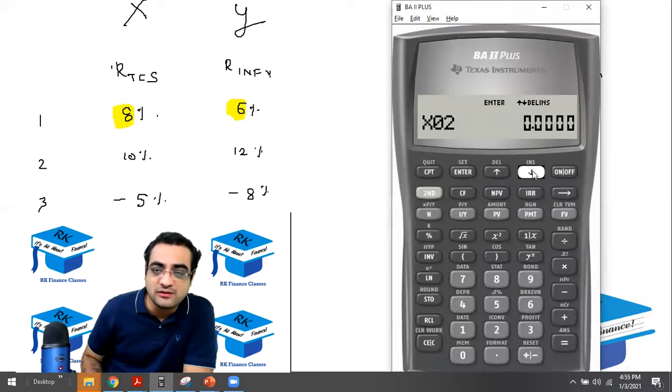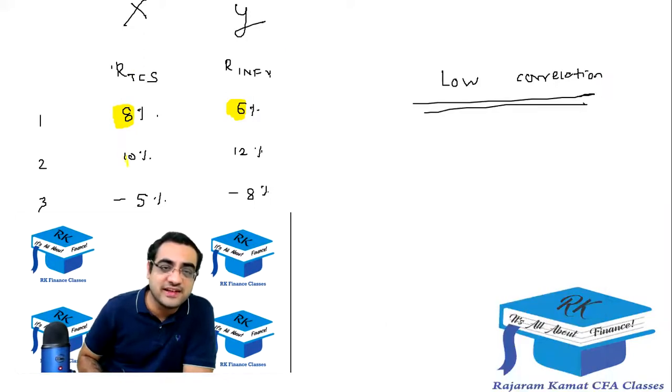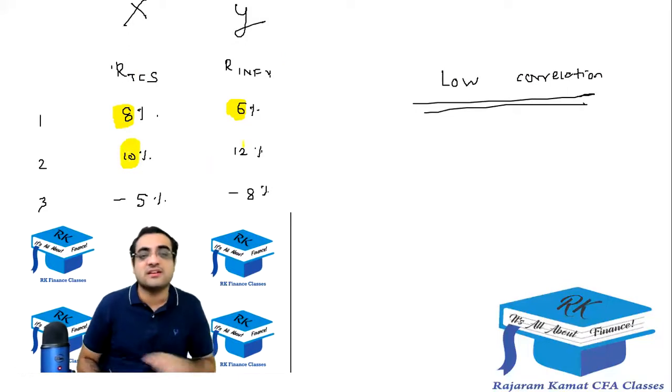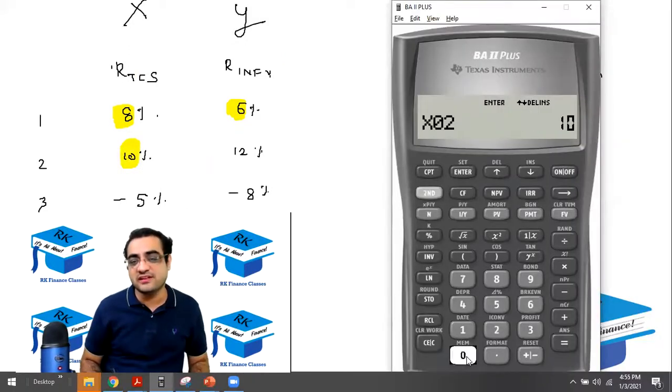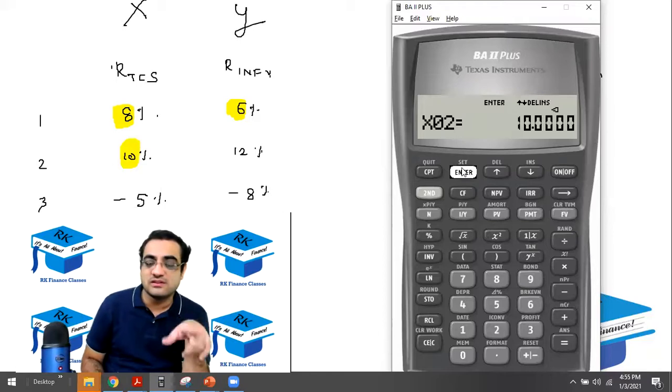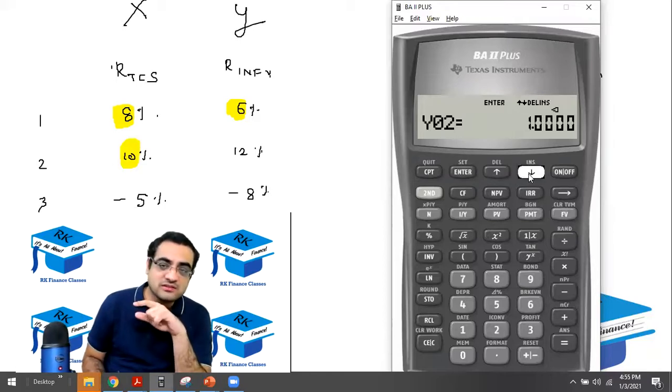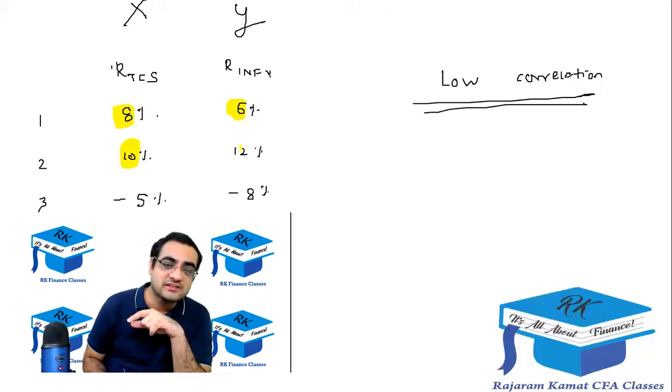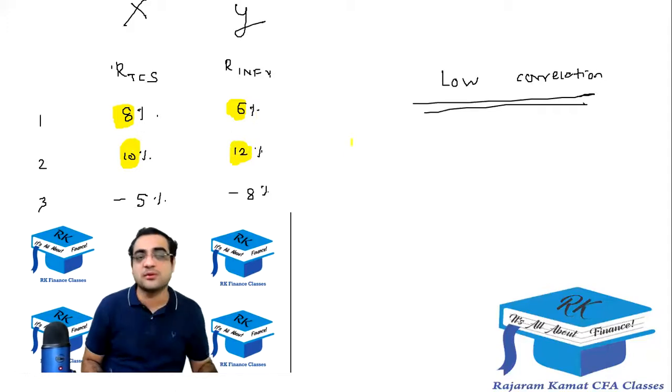Okay, so scroll down. The second value is 10. So let's press 10 for TCS. So 10 and enter. Scroll down. The second value for Y is 12. So let me put 12 and enter.